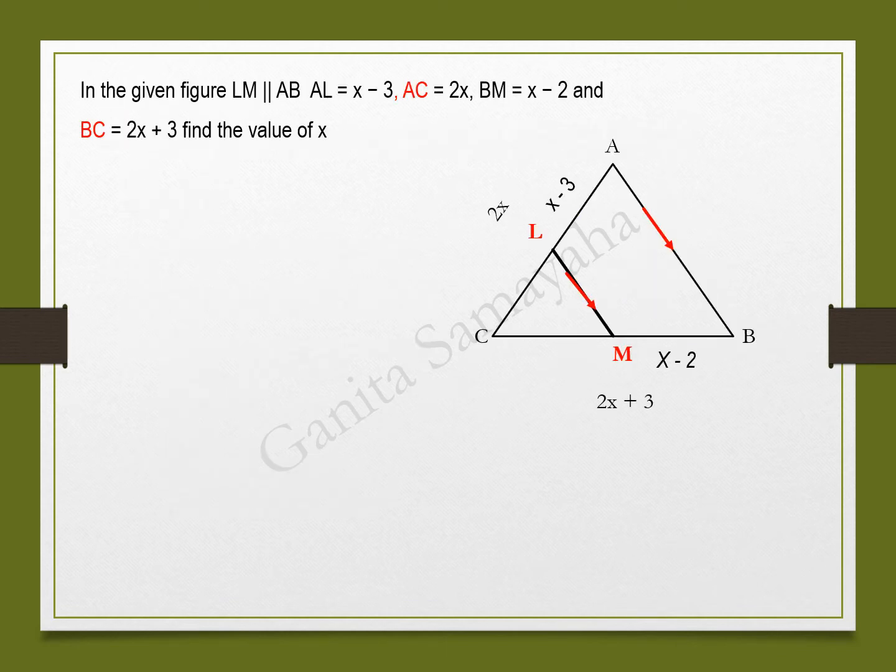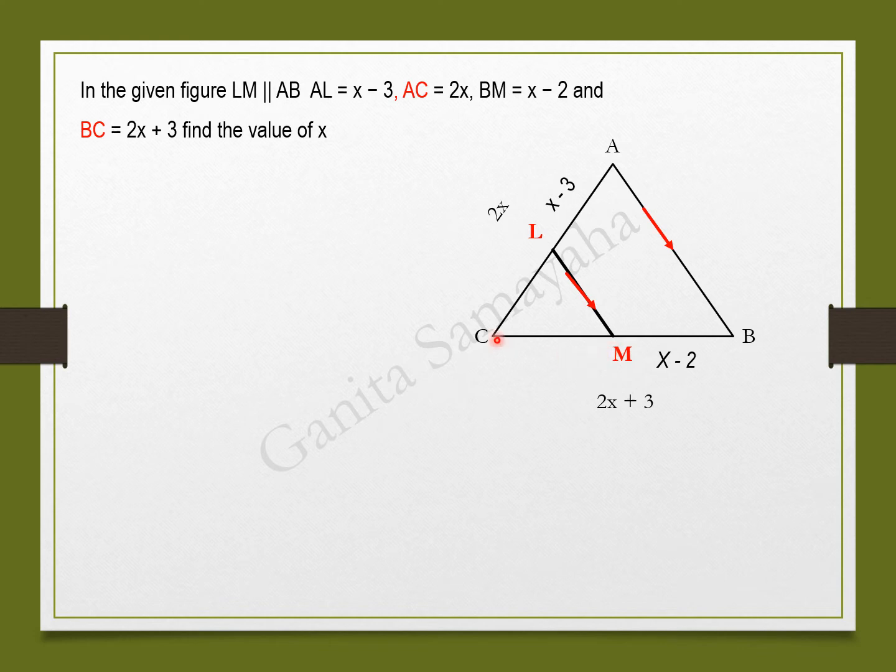The next question goes like this. In the given figure, LM is parallel to AB. Then the measurements of line segments AL, AC, BM and BC are given. You are asked to find the value of x. So you are given a triangle ABC in which LM is parallel to AB. The measurement of AC is given to be 2x and that of AL is given to be x minus 3. Also the measurement of BC is given to be 2x plus 3 and that of BM is given to be x minus 2. So if we have to apply BPT, then we need the measurement of CL and CM as well. Isn't it, children?